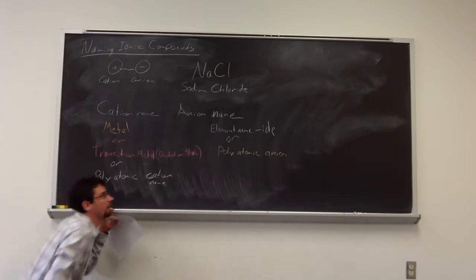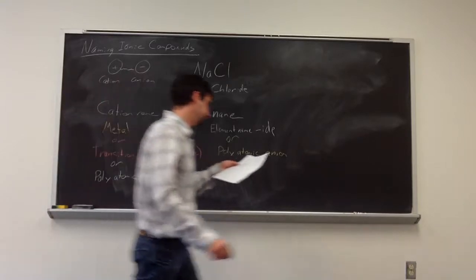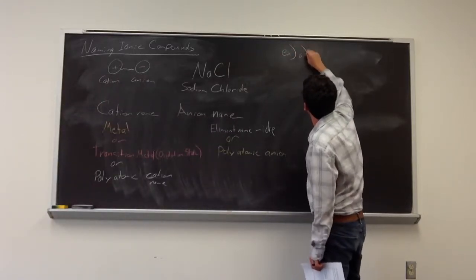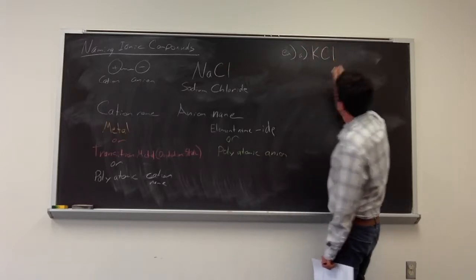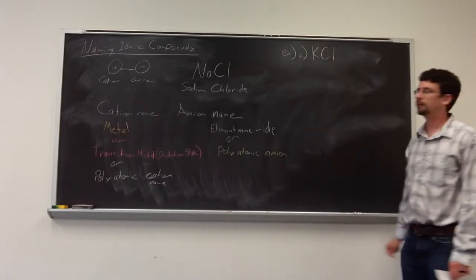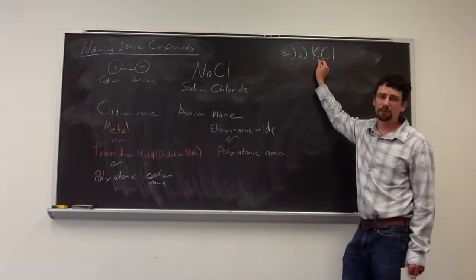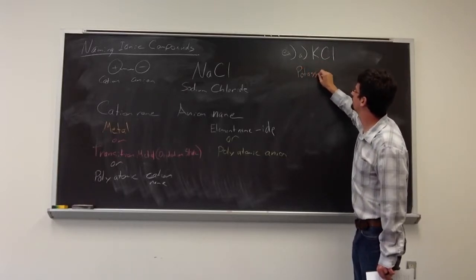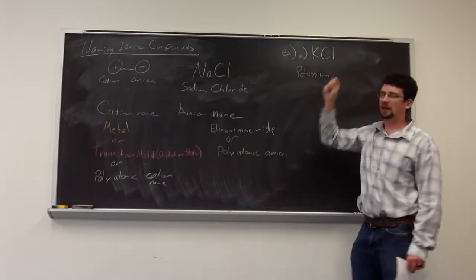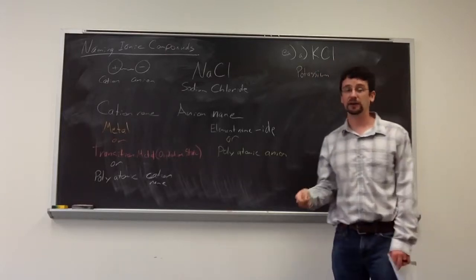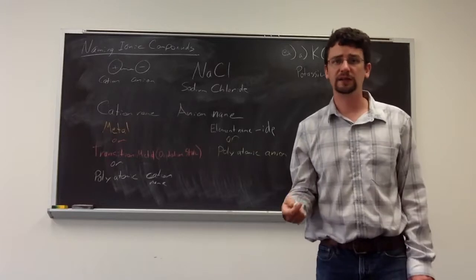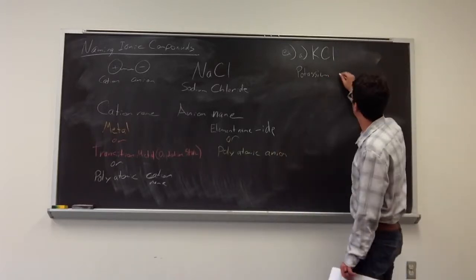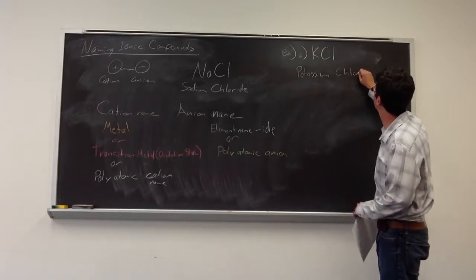Okay, let's look at a couple of examples of these. We've got KCl. K is the elemental symbol for potassium, so we have potassium. Cl, in this case, is the elemental symbol for chlorine. That ine changes to an ide, so we get potassium chloride.